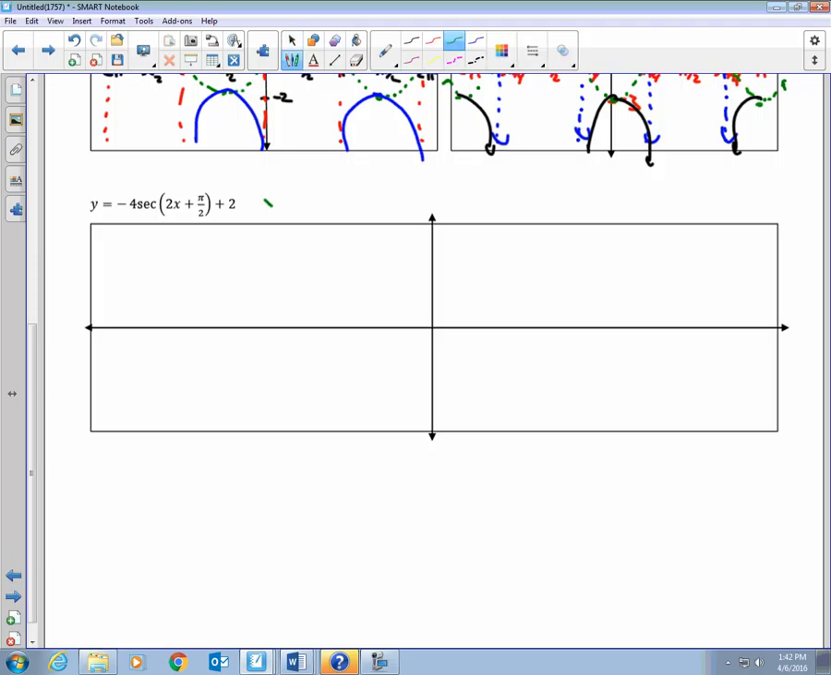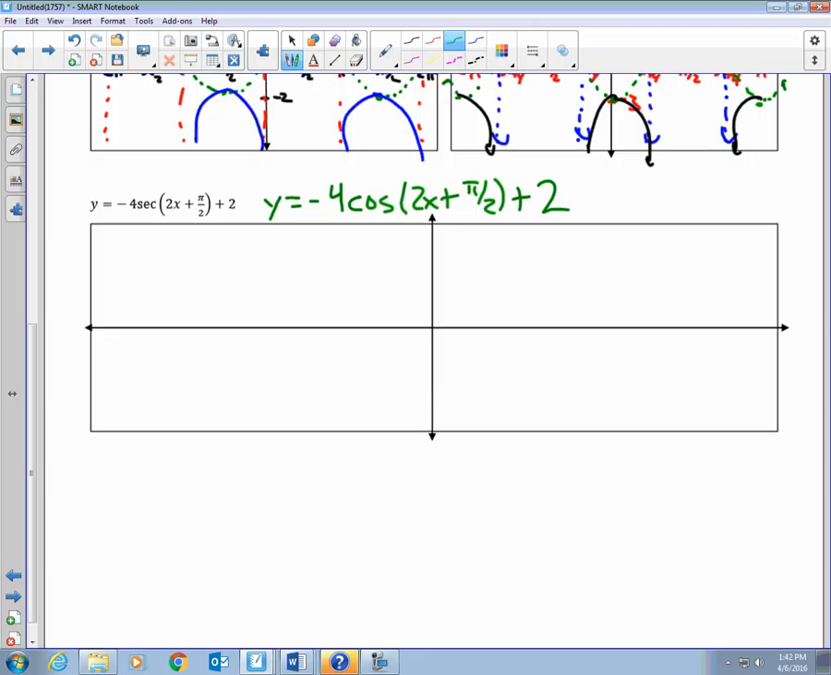Instead of graph 9, we graph y equals negative 4 times the cosine of 2x plus pi over 2, plus 2. Why did I switch the graph to cosine? Because it's the reciprocal of secant, and you create that skeleton. Okay, good. All right, so since this one has a vertical shift, I'm going to do that first.